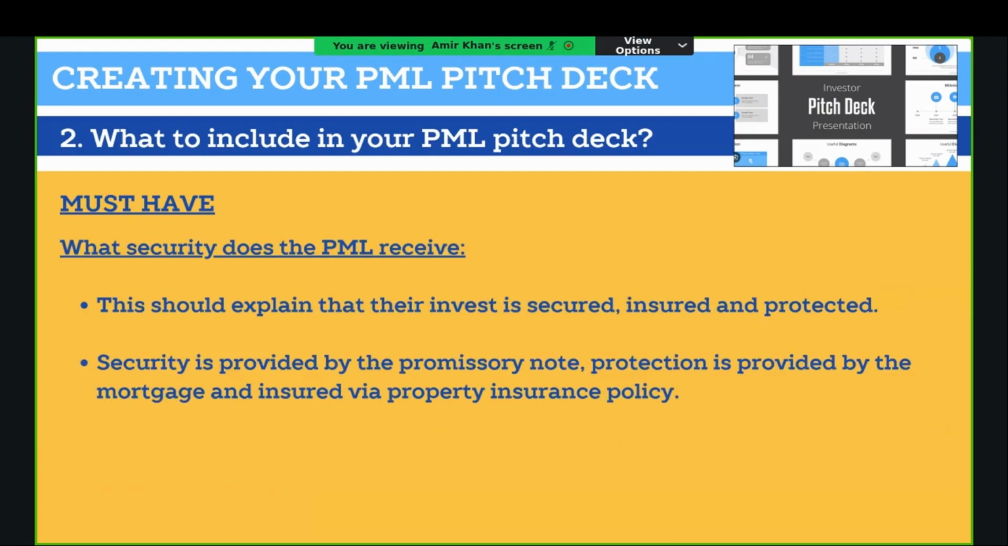Now, this is obviously very important. What security does the private money lender receive? This should explain their investment is secured, insured, and protected. So how are we doing that? The security is provided by the promissory note, right? Protection is provided by the mortgage, and they're insured. Of course, we have a property insurance policy.